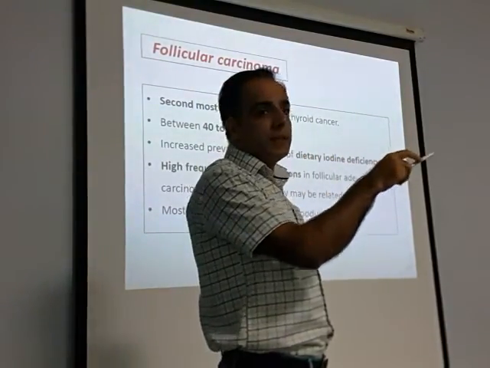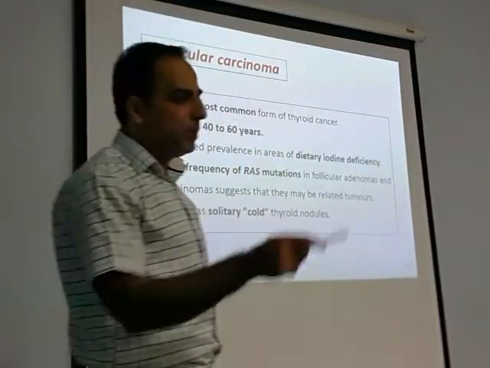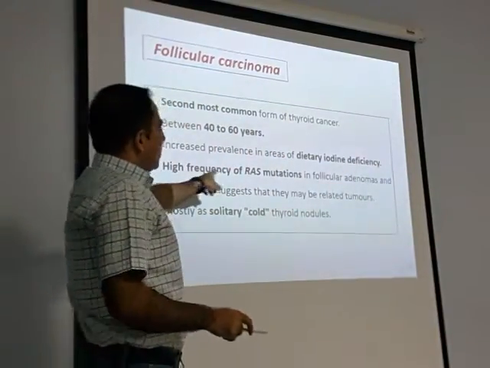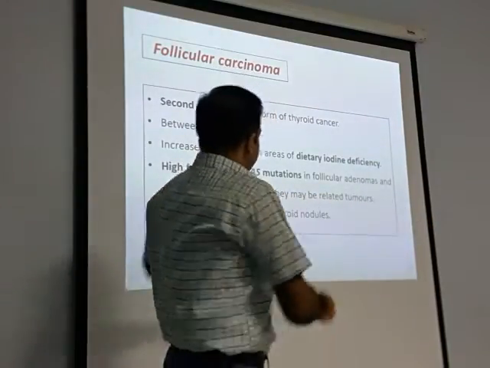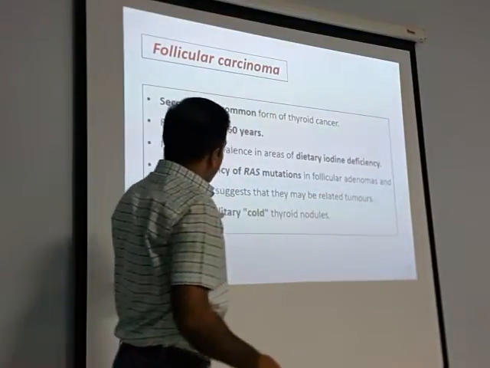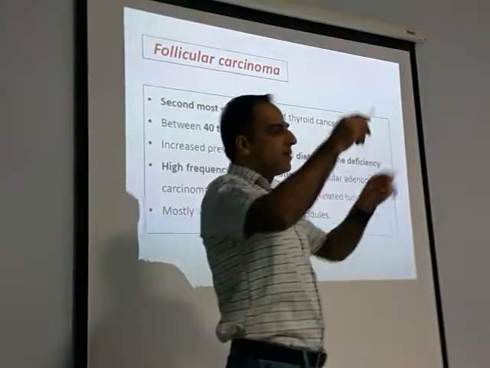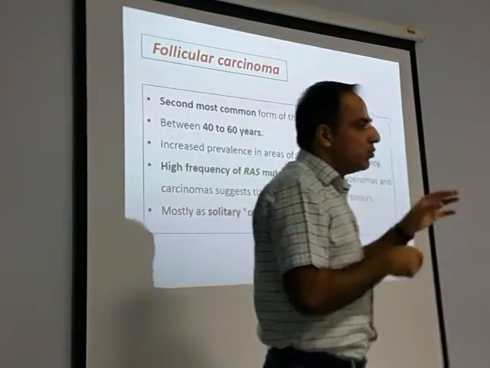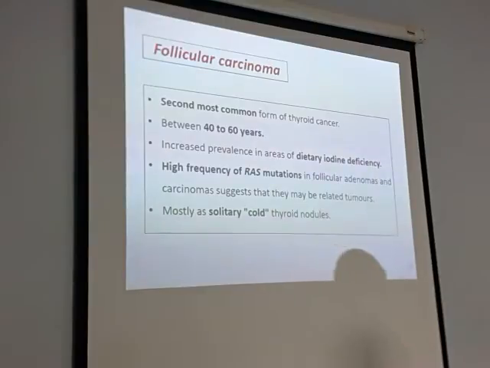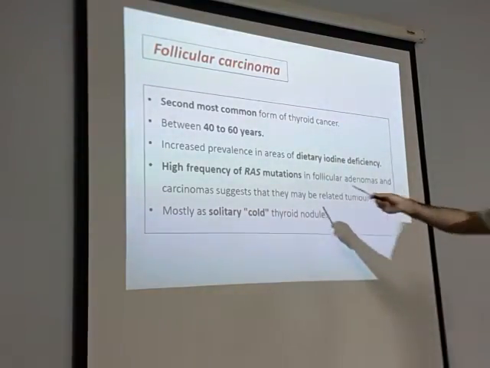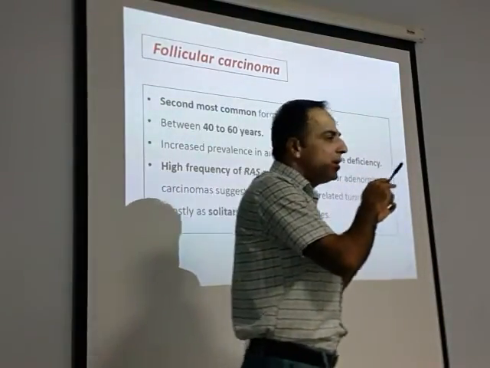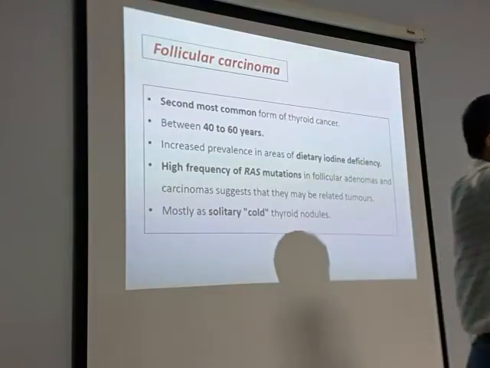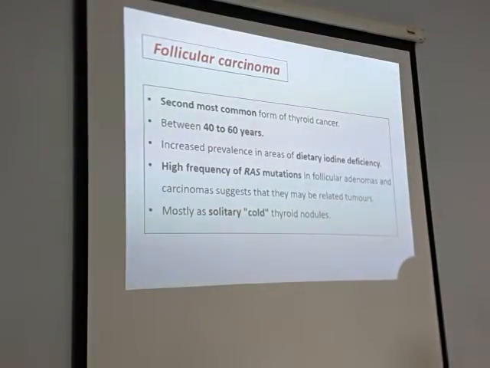Translocation between 2 and 3, PAX8 and PPARG. But you can find another mutation, which is a RAS mutation. And this RAS mutation is also common in the adenoma, so it means there is a link between the two. If you find RAS mutation in the adenoma, in the carcinoma also, follicular carcinoma. So high frequency of these mutations suggests that there is some dietary iodine deficiency leading to follicular adenoma, leading to follicular carcinoma. Maybe there is a link.